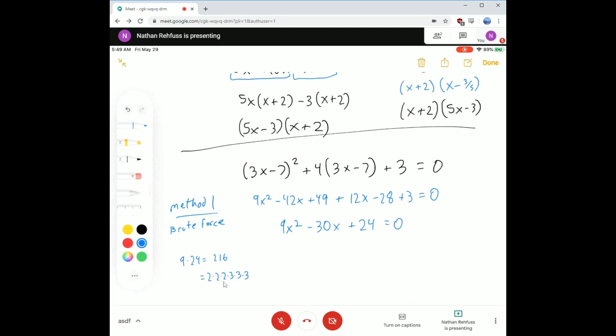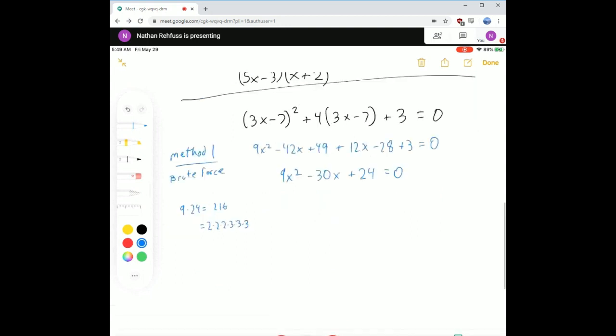How about 24 and 9? No, that's what I started with. Well, look, you see that this is going to take a while. I might even end up using the quadratic formula. But we could finish the problem and get our solutions. Tell you what, let's come back to method 1 because it stinks. And let's take a look at method 2.